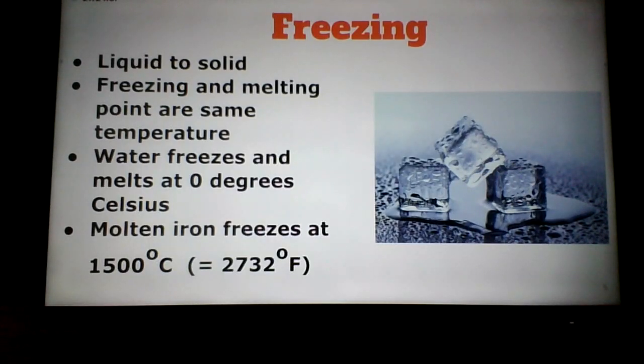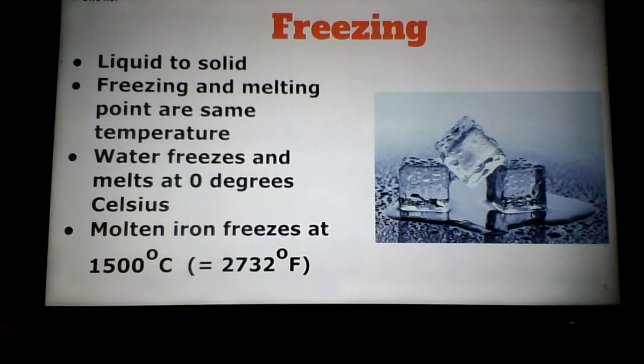For example, molten iron, which makes up the center of the earth, iron and nickel, but molten iron freezes at 1,500 degrees Celsius. Now, we tend to think of the word freezing as feeling very cold to us, but freezing is just the name of the process of a liquid turning into a solid, maybe at very, very high temperatures, as you see here. For iron, 1,500 degrees Celsius, that's equivalent to 2,732 degrees Fahrenheit.